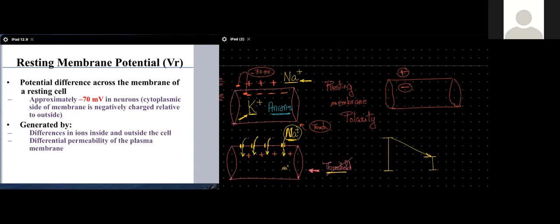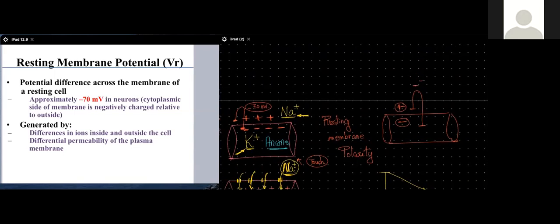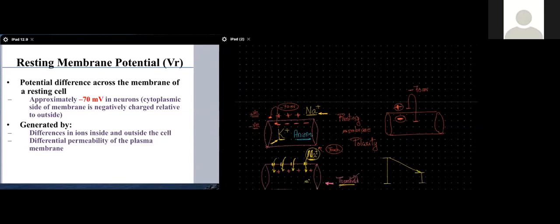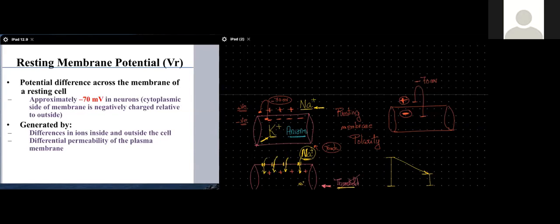And again, resting membrane polarity is: inside is more negatively charged than outside by a value of 70 millivolts. Inside is more negative compared to the outside by 70 millivolts. This doesn't mean that you only have negative charges inside and only positive charges outside. This means that the inside is more negative than the outside by 70 millivolts.